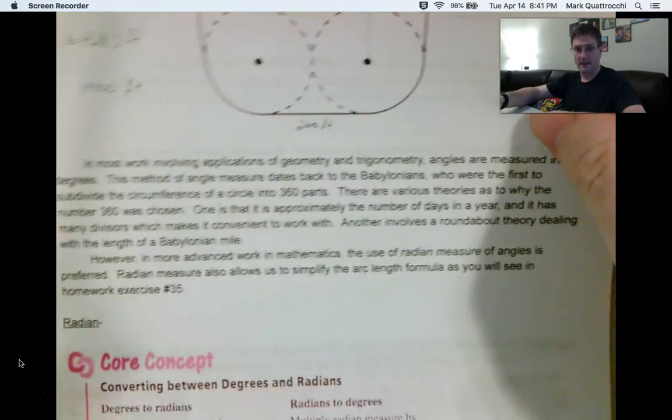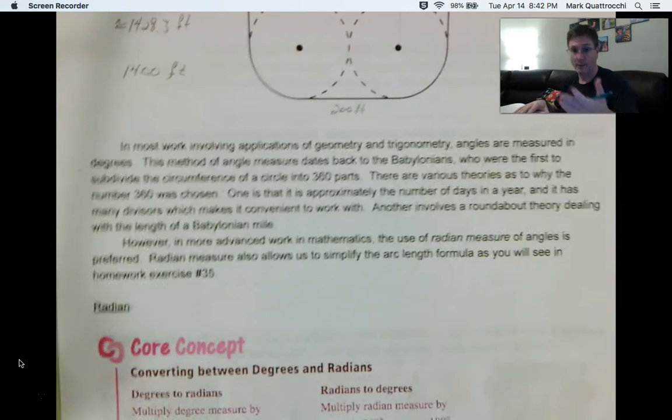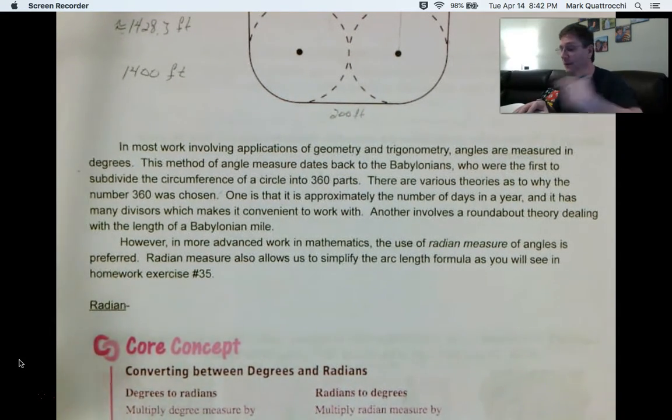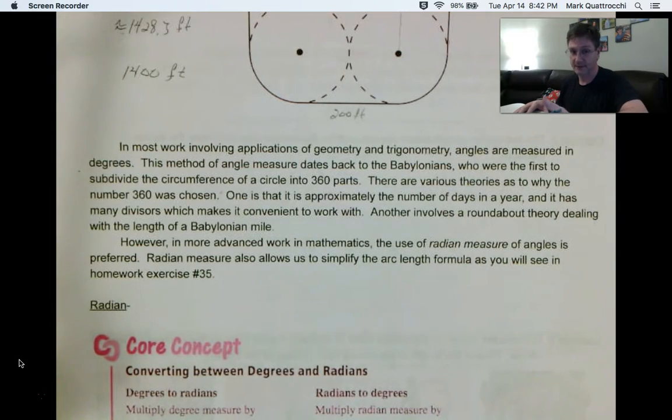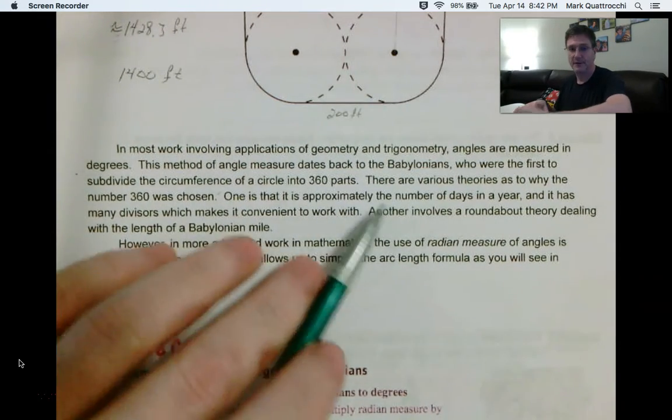Now this is a little bit of history of why we have 360 degrees in a circle. There are a few theories. The one that I like most is that 360 is evenly divisible by a lot of different numbers, but there are some other theories in here.